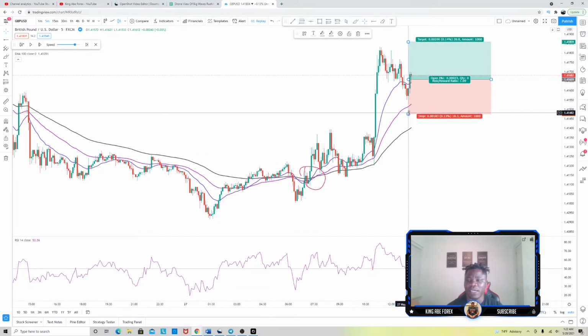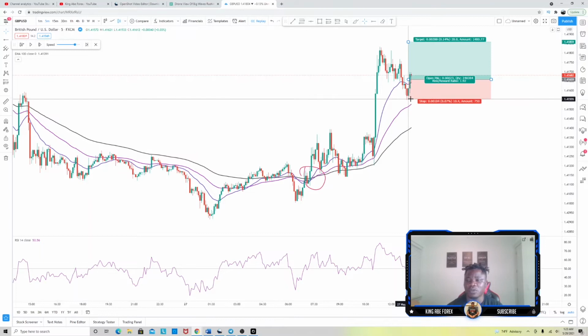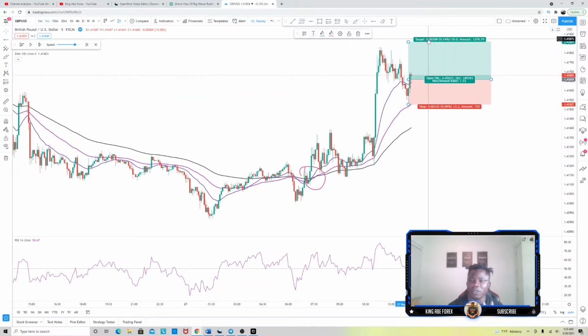20 pips right there, and my risk to reward has to be 1 to 5. So that's what I'm looking for right now. I'll just leave it right here, but what you guys need to do is make sure your risk to reward is 1 to 5. We can see that our take profit is 20 pips and our stop loss is just 13 pips. We have a 1 to 5 risk to reward ratio. That's what we need to target. Now let's see how this trade played out.